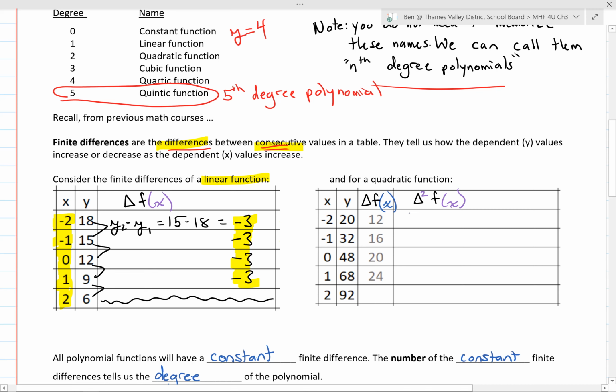How should I write this? Delta f1, or sorry, f2 at x minus delta f1 of x. Okay, so we're setting it up in the same way here. The difference is our inputs are our first differences. Right, so here we take 16 minus 12, and I know what 16 minus 12 is, that's 4, right? 20 minus 16, our next finite differences are 4. 24 minus 20, our next finite differences are 4.